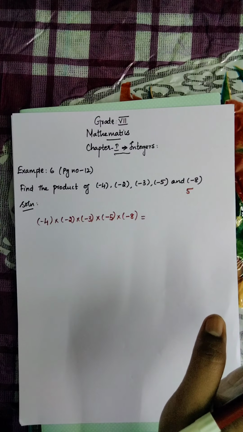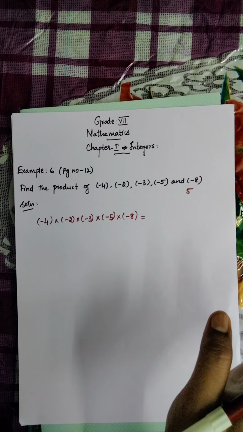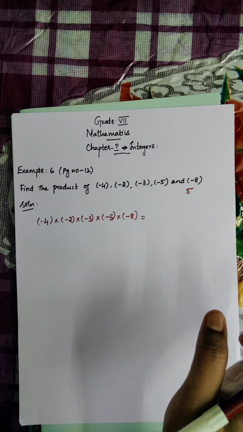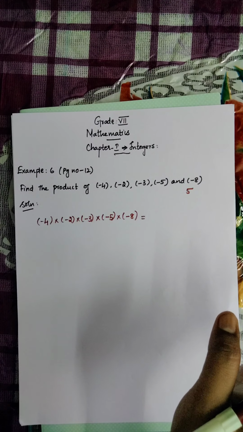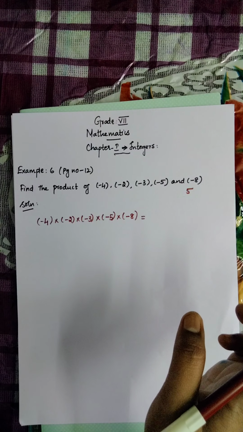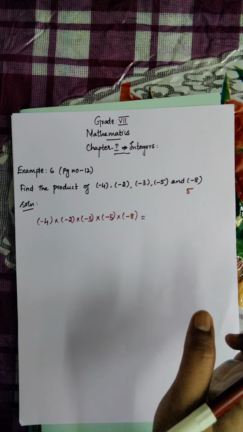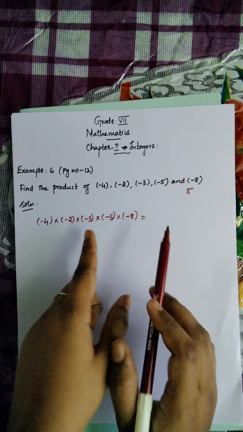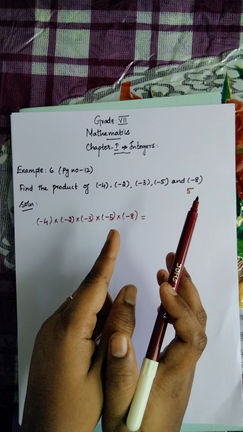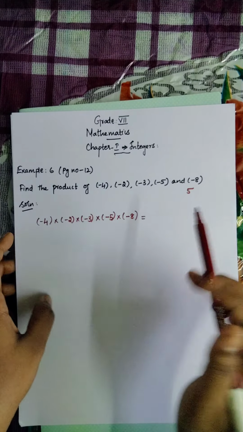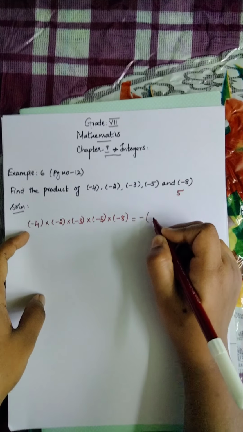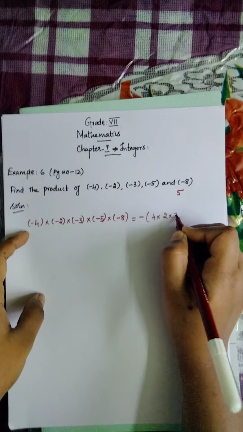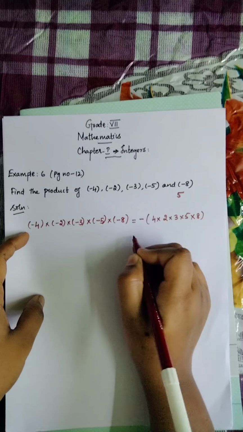If the negative numbers are odd, we need to multiply all the integers and put the negative sign before the product. Listen here. Totally 5 negative integers are here. 5 is an odd number. So we need to put the negative sign in front and multiply all the numbers: 4 into 2 into 3 into 5 into 8. This is the rule.